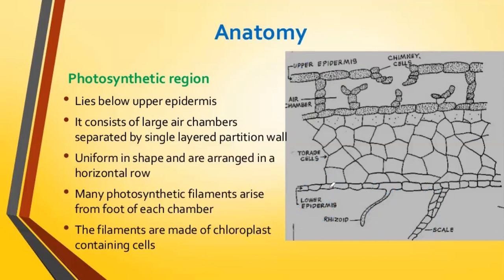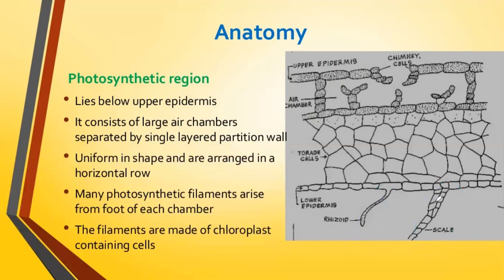So here the lower epidermis is a layer of epidermis which is found on the lower or the ventral region. They are single layered, which is closely arranged, and they develop the rhizoids and scales on it. Okay, this is the first layer, that is about the epidermis. Okay, I think you are very clear.